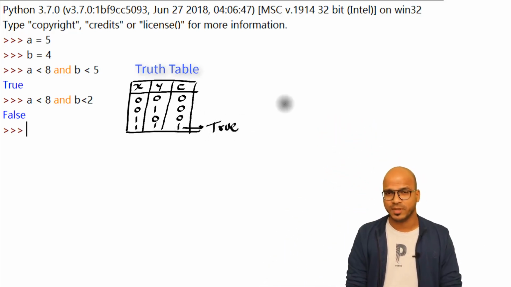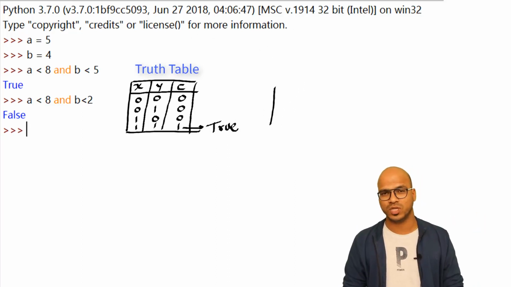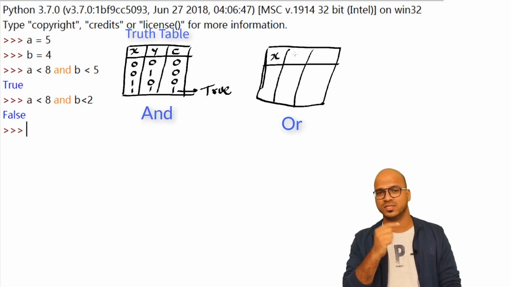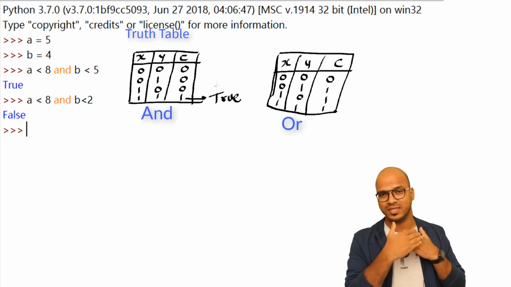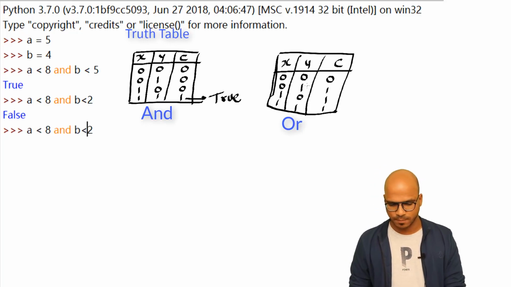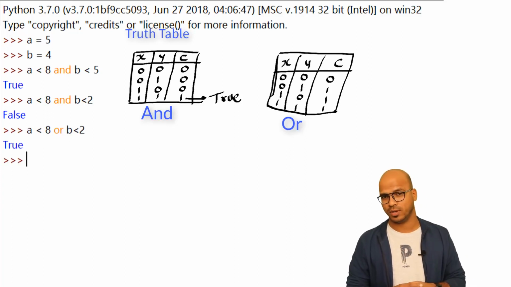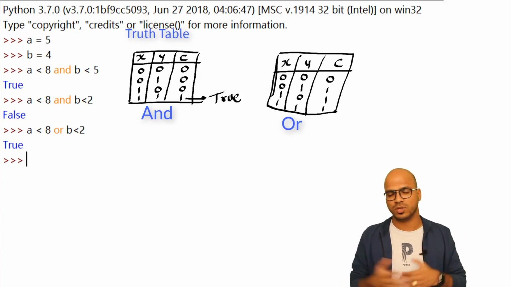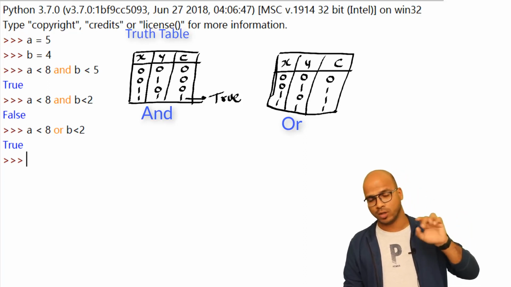Now the same thing can be done for or. We also have or. This is how your or truth table looks like. In or, if you get at least one condition true, the resultant condition will also be true. So if I do the same thing but with or instead of and, you can see the first condition is true, the second is false. In that case, you will get true, because at least one is true, so the output will be true. So that's how and, or works.